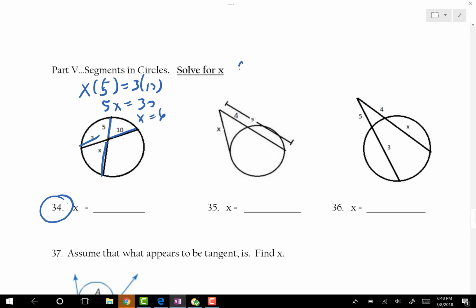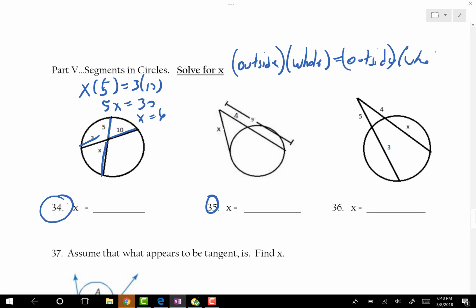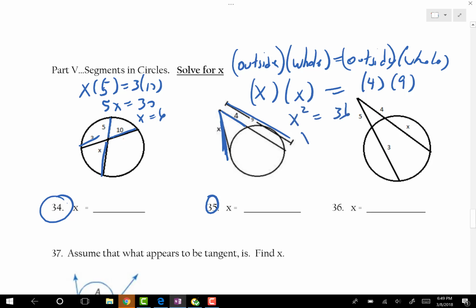And remember this one we were doing the other day, it was the outside. So for 35 it was the outside times the whole equals the outside times the whole. So in this case, the outside and the whole are the same for this part. x is on the outside and x is the whole thing. And the other one, the 4 is on the outside and the 9 is the whole thing. So you get x squared equals 36, so x is 6.